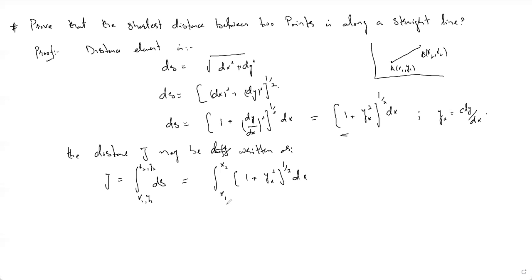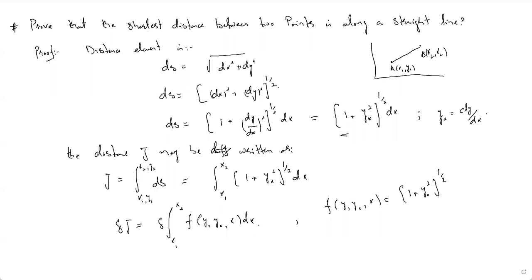Okay, now from the last lecture, the small variation in this distance J is always given by delta J from the Euler equation. So delta J will be equal to delta of the integral from x1 to x2, and you know that it is given as a functional f of some y(x) and x into dx from the last lecture. Here the functional f of y_x and x is my (1 plus y_x square) raised to power 1/2.